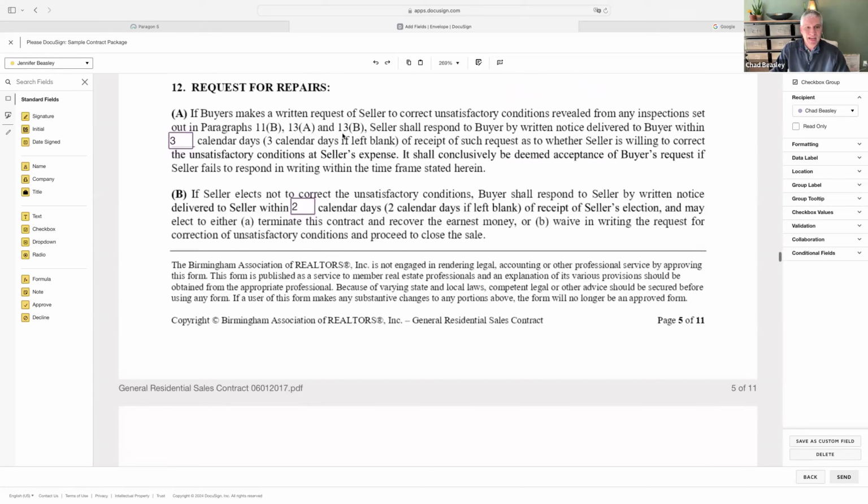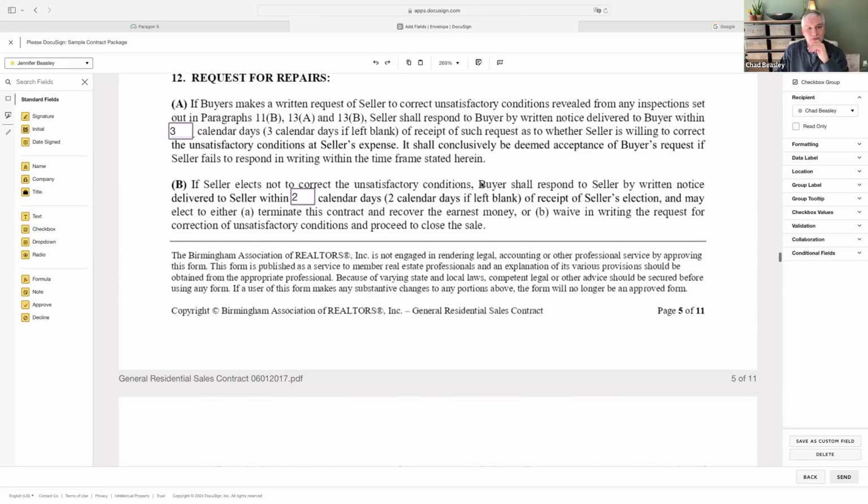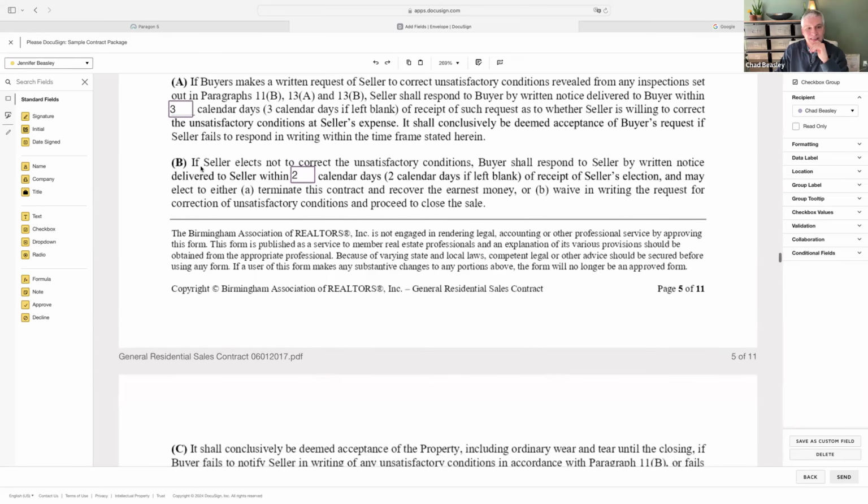Item 12 says if the buyer makes a written request of the seller to correct any unsatisfactory conditions revealed from the inspections, seller will respond to the buyer by written notice delivered to the buyer within 3 calendar days of receipt of such requests as to whether the seller is willing to correct those things. If they don't respond in writing within that time frame, then they're basically saying, okay, we'll fix whatever you just asked for. And then down here, item B says if the seller elects not to correct any of the conditions, the buyer will respond to the seller by written notice delivered to the seller within 2 calendar days if they're going to go ahead with it or not.